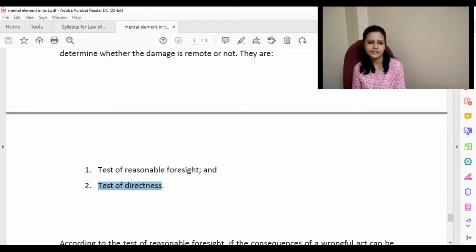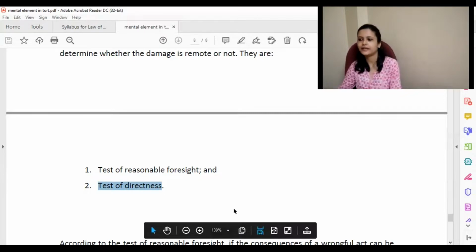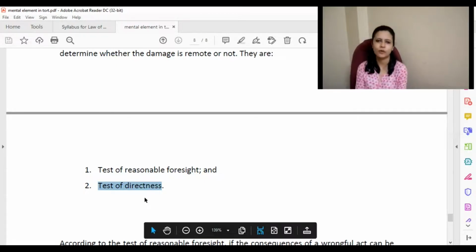If I have done something wrong, if I was driving negligently, was it directly because of my act or not? Or is it that there were some other elements coming in between? Was it because the person was also driving negligently? Was it because the person was talking on phone and he was simply crossing the road without looking? What was the situation like? Was it directly because of my act, or did some other factors also contribute there? Accordingly, in the test of directness, it is said that we will try to analyze those situations and after that we will fix the compensation.